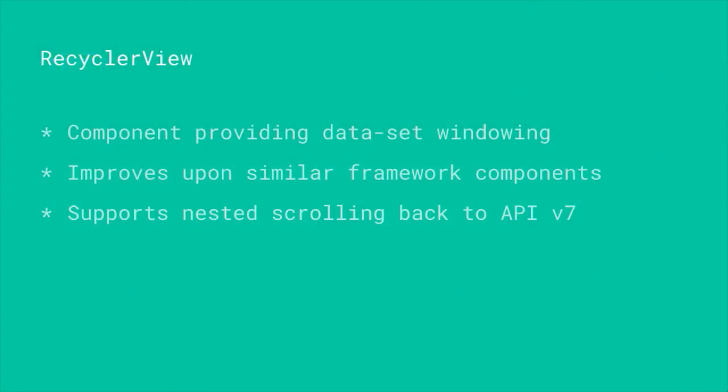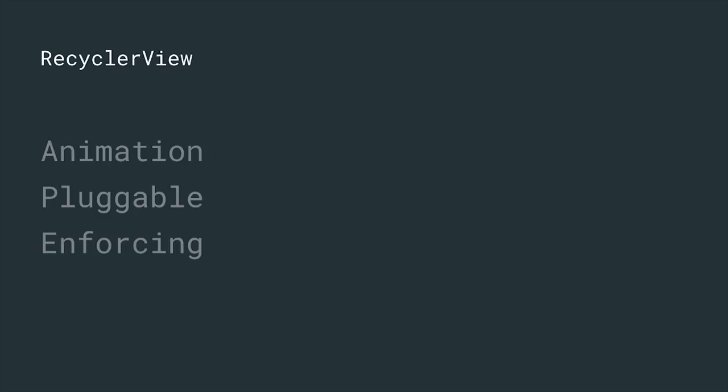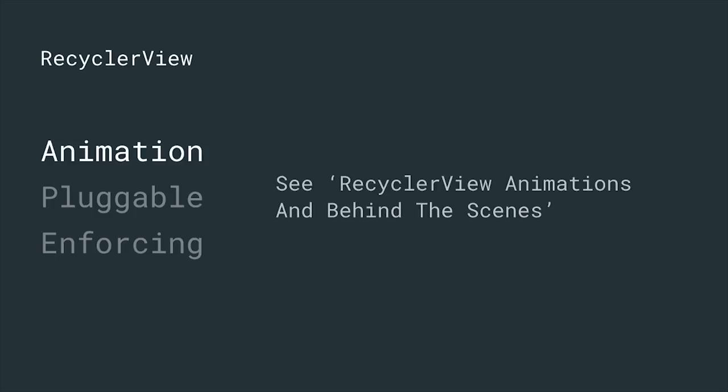So Recycler View is one example of the components that we've got in here. Again, we just sat through a whole talk based on that alone. We've got dataset windowing within a larger data set. It improves upon similar framework components such as list view, and it also supports nested scrolling by way of the v4 shim APIs that we've made available. So just a quick run through since you just saw a bunch of this content. Plug the talk that was here before. If you missed it, go ahead and go watch the video.